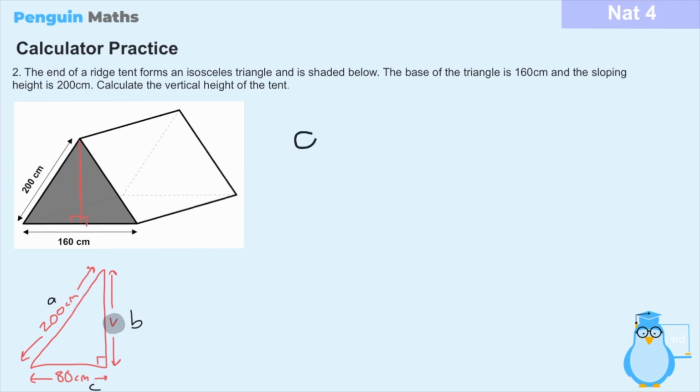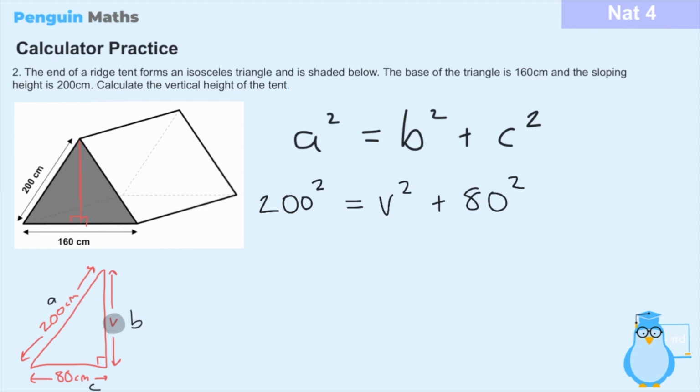So to write out Pythagoras' theorem, it says that for any right angled triangle, A squared is equal to B squared plus C squared. A is 200, so that means we're going to have 200 squared is equal to V squared plus 80 squared. And then now what I'm going to do is just move the V squared over to the other side.